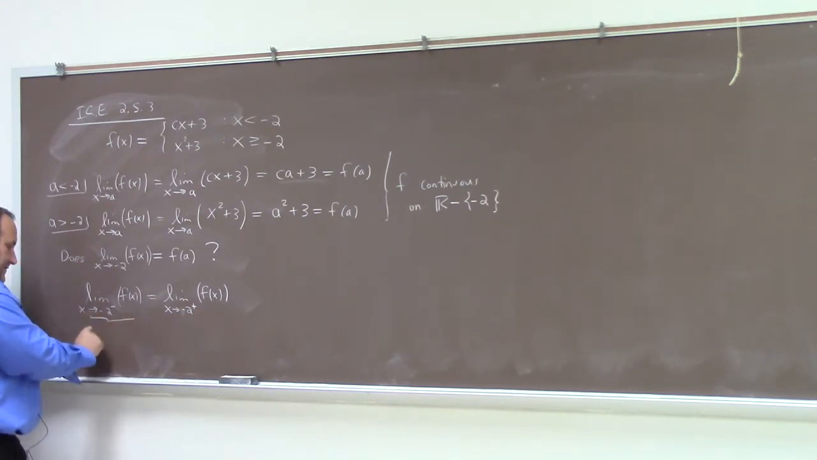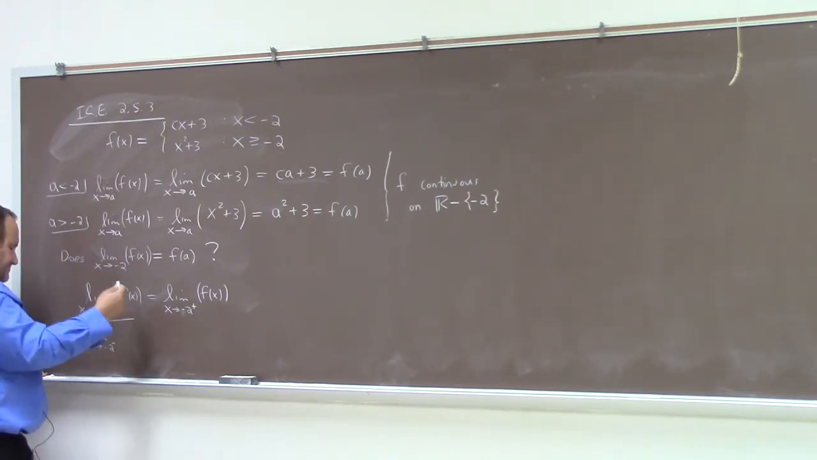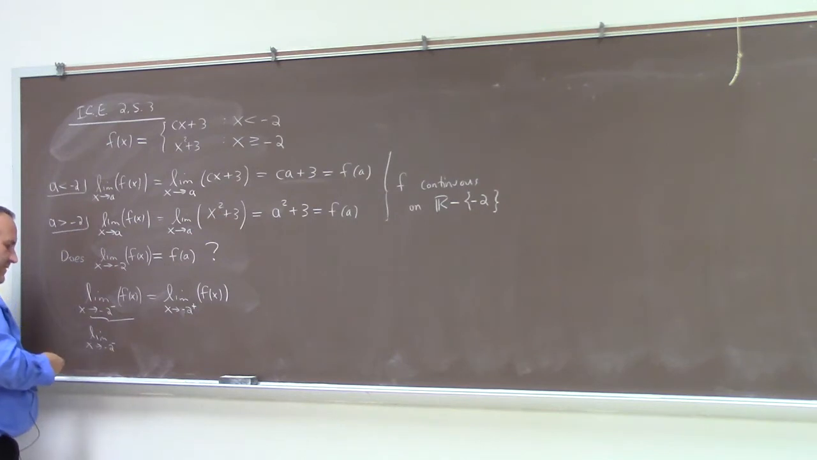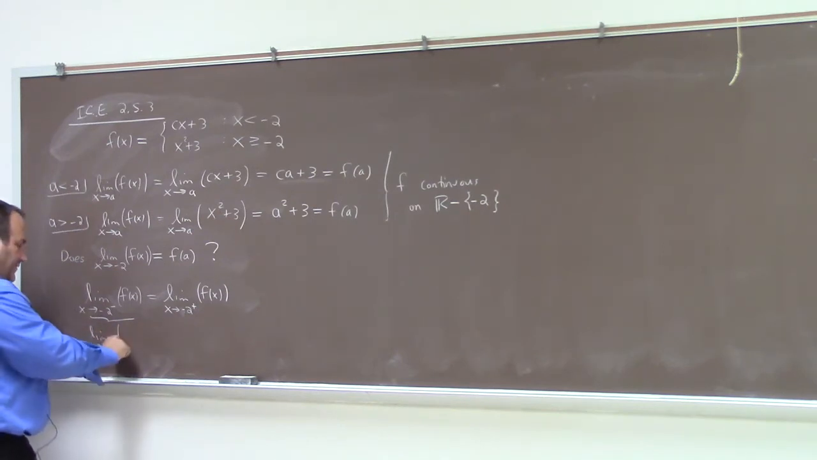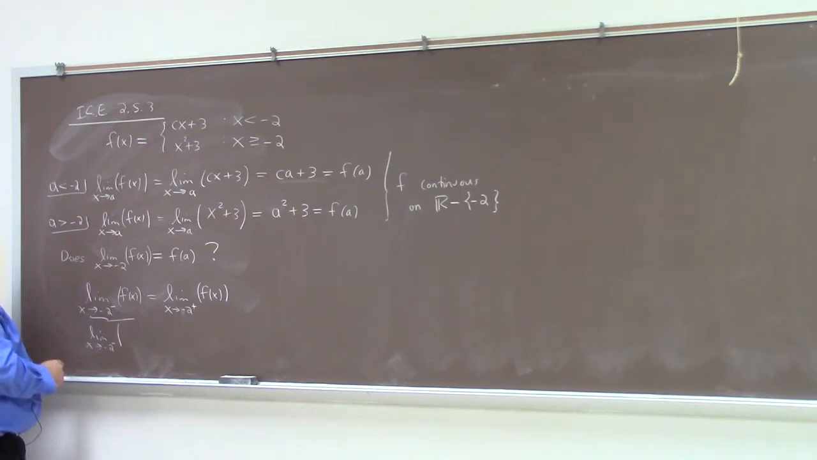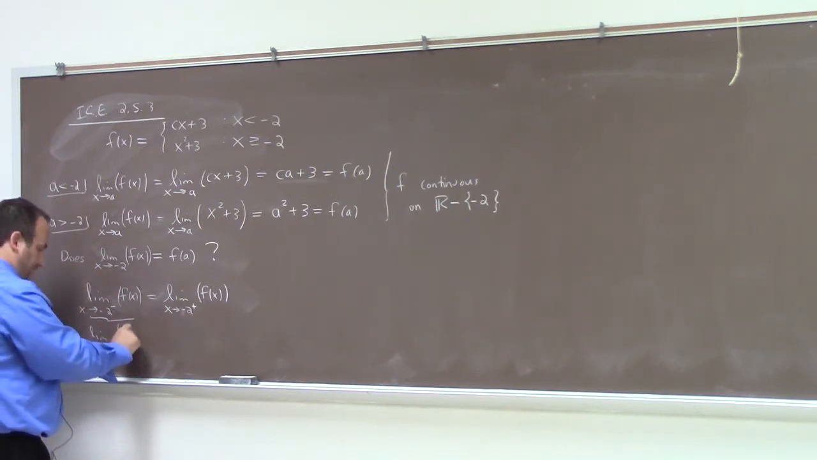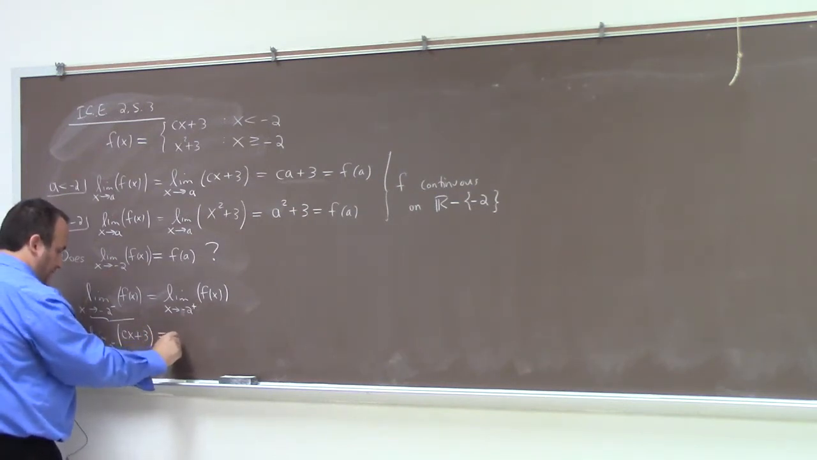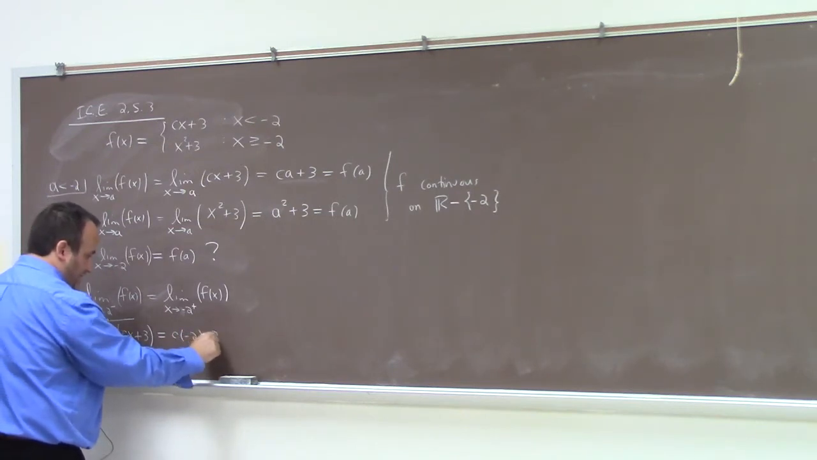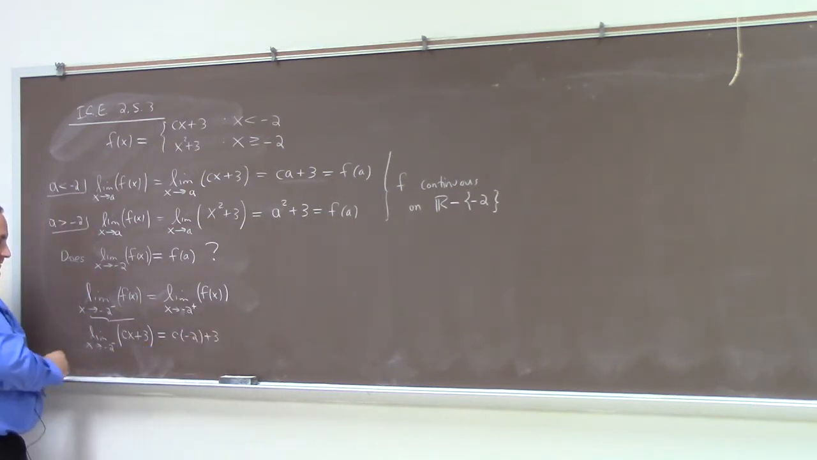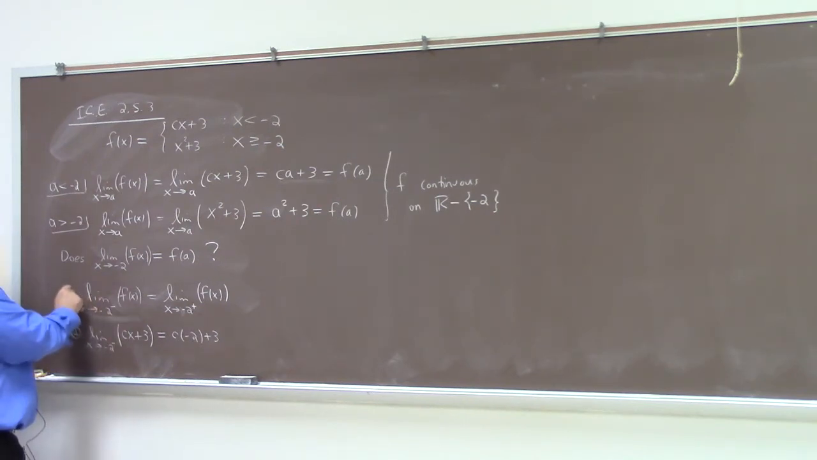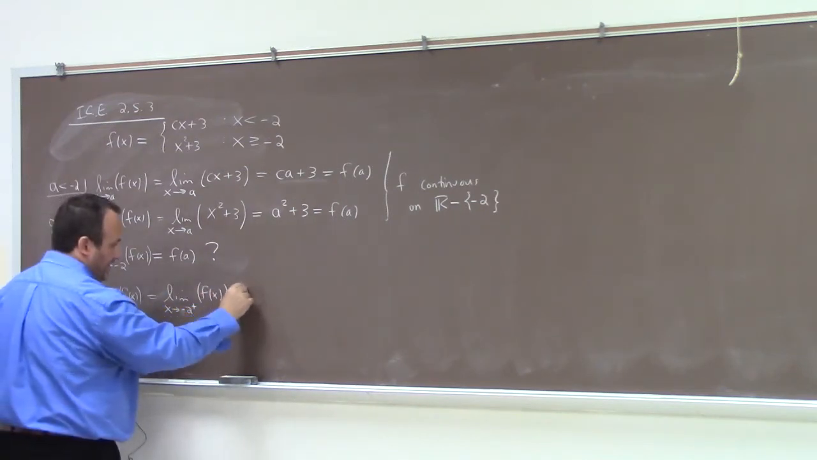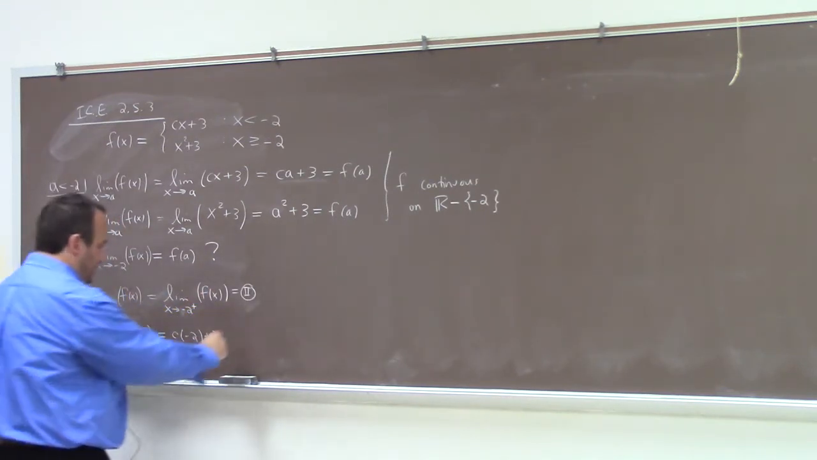Limit as x approaches minus 2 from the left. We have cx plus 3 in that case. That's the formula. So this is equal to c times minus 2 plus 3. I'm going to call this 1, because I ran out of space here. So that's 1. What's 2?